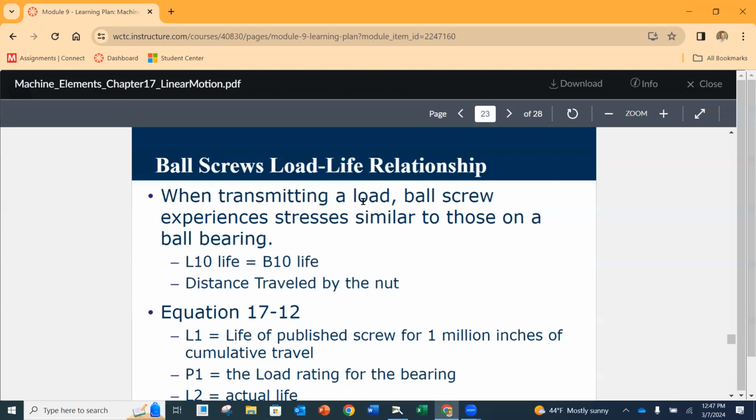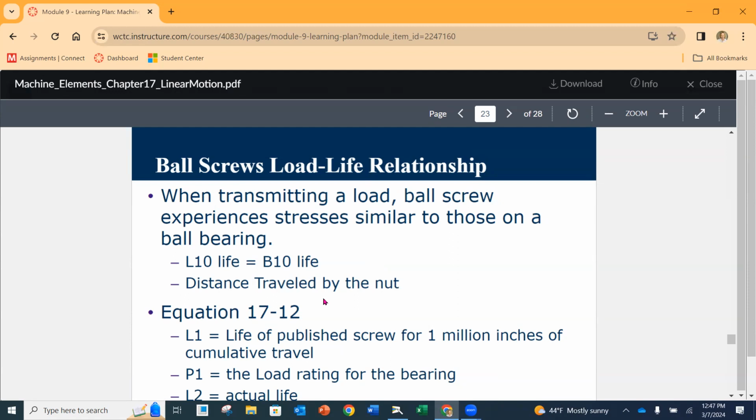The ball screw load to life relationship. So when transmitting a load, a ball screw experiences the same stresses as a ball bearing would. When we looked at ball bearings earlier in this class, we talked about an L10 life, right? And that was where 90% of the bearings would achieve 1,000,000 cycles at whatever that load was. And that is very similar. They rate these very much the same way, but many times you're going to see it as a B10 life, which just means that it's a ball screw. And instead of revolutions, they look at the distance traveled by that nut.